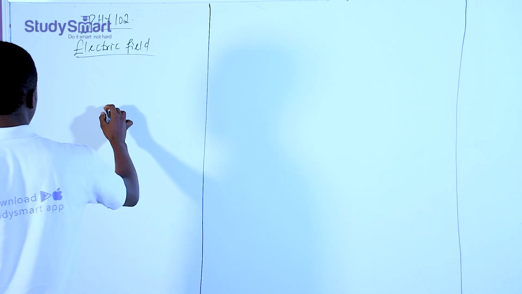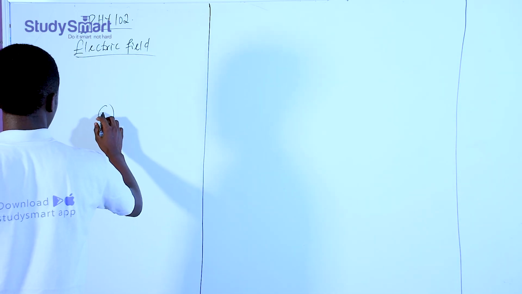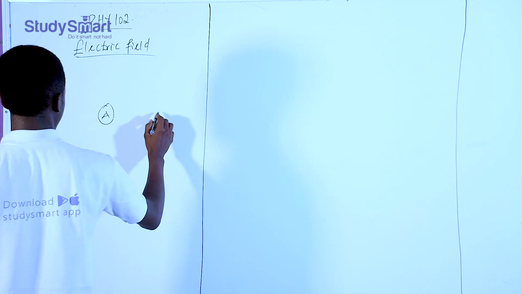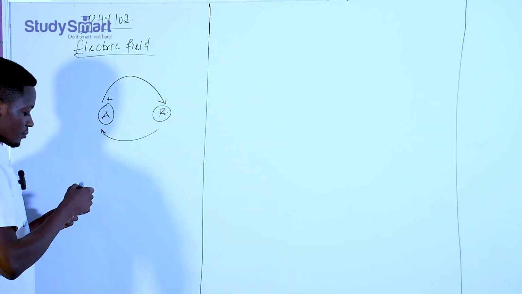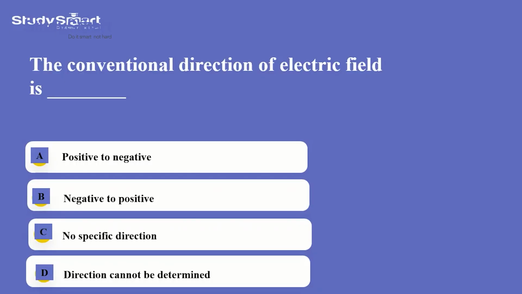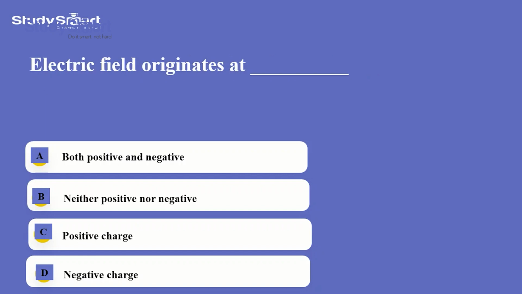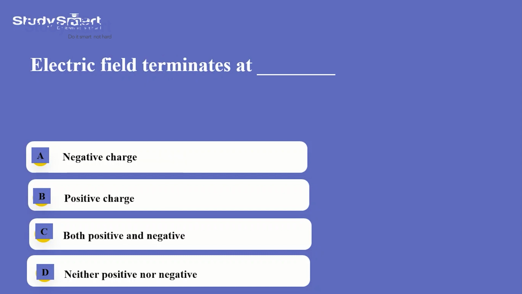Now, if this is a test charge, let's say this is test charge A and this is test charge B. It migrates from the positive into the negative. So that is it. Option C, that is electric field originates at the positive charge. The next question, electric field terminates at where? That is where your electric field originates.